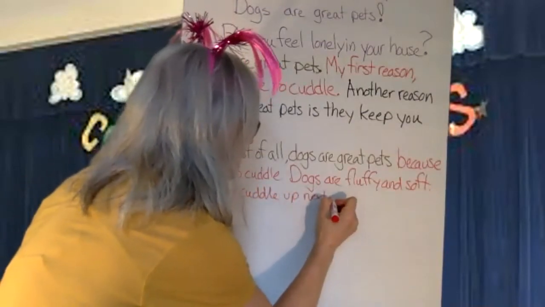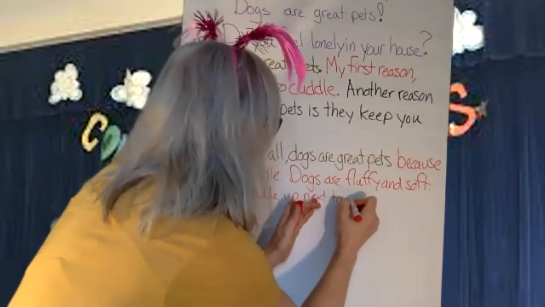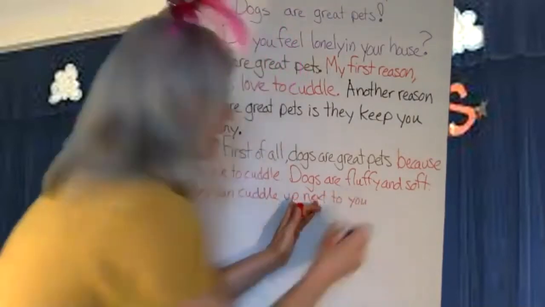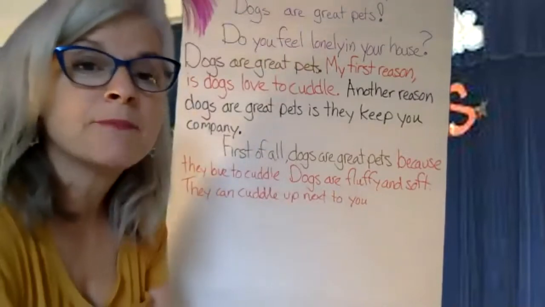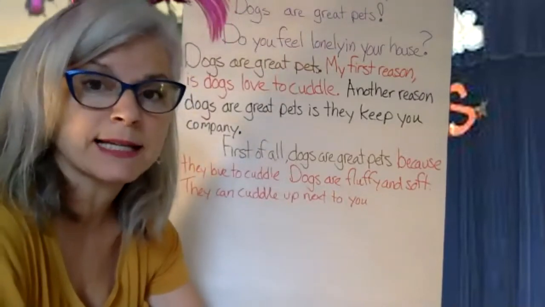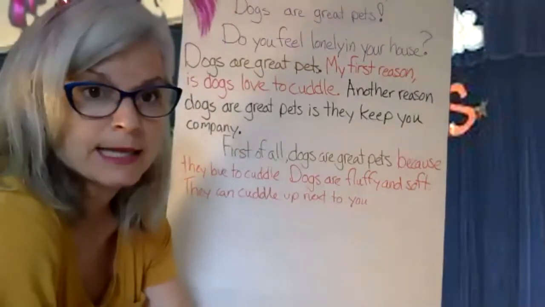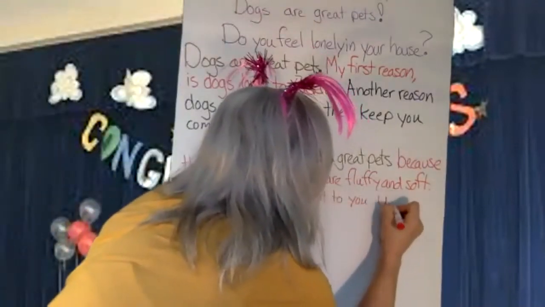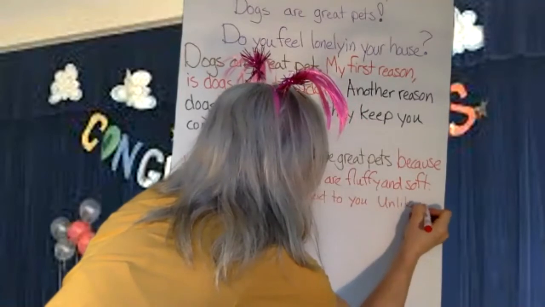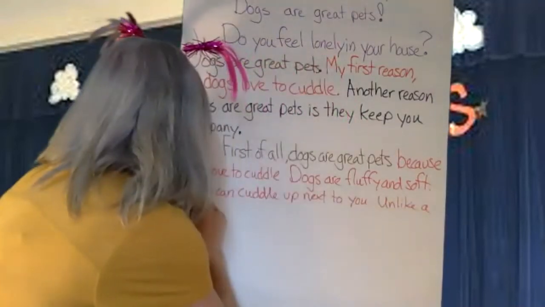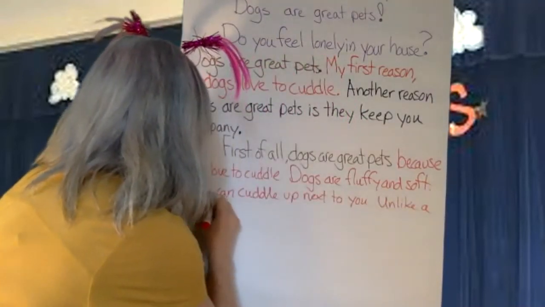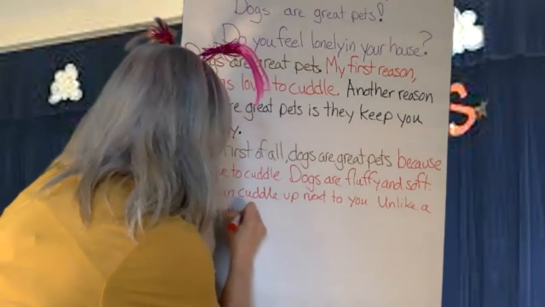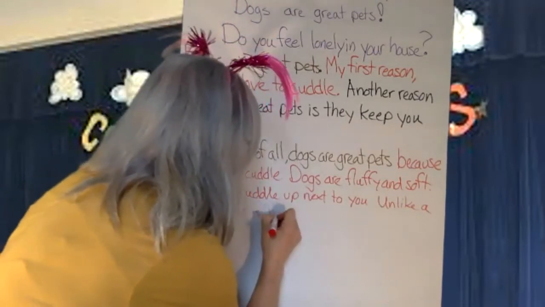And I want to tell you something. You can provide evidence by telling them reasons that a dog's a good pet, or maybe comparing it to a pet that wouldn't be as cuddly. So what's a pet that wouldn't be as cuddly? A turtle. Or a tortoise. Unlike a tortoise that is hard.